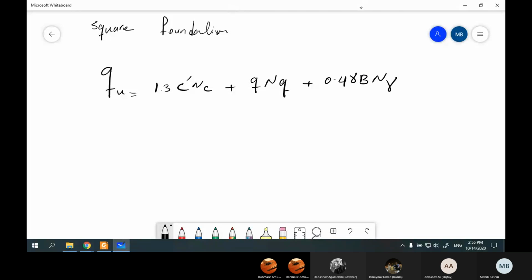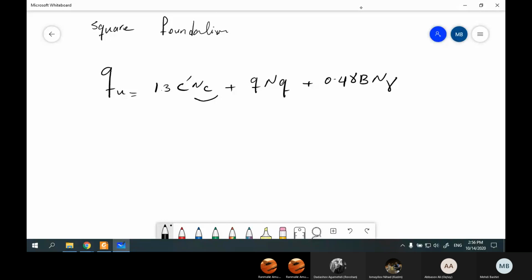I told you that each term belongs to each property of soil. This one was for cohesion. This one was for the weight of the soil above the bottom level of the foundation, and this one was for the soil below the foundation.